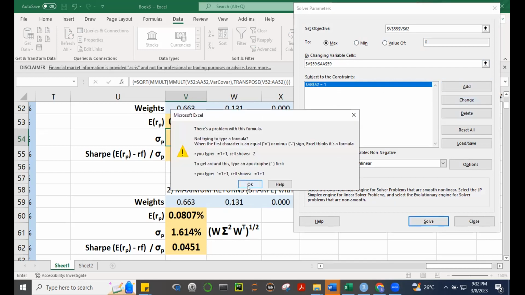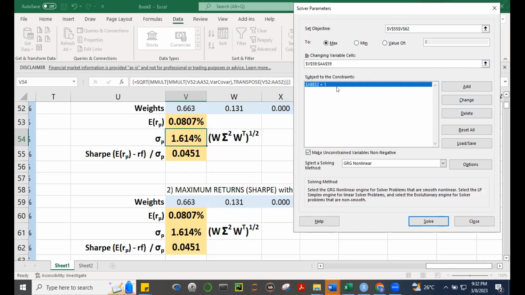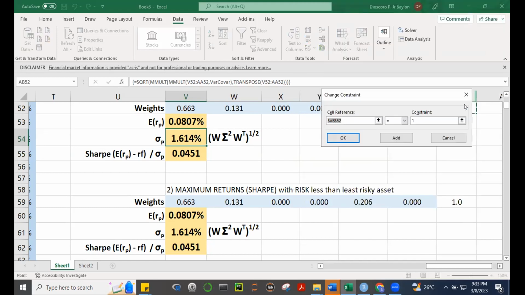I'll just delete that. Then, there's a problem with this one. Where am I? I think this is the set objective. It should be just the Sharpe ratio. Maximize, changing cells. B62, correct. Changing cells, B59, correct. And then this one, we're going to change. It should be this. This one, AB59 should be equal to 1.